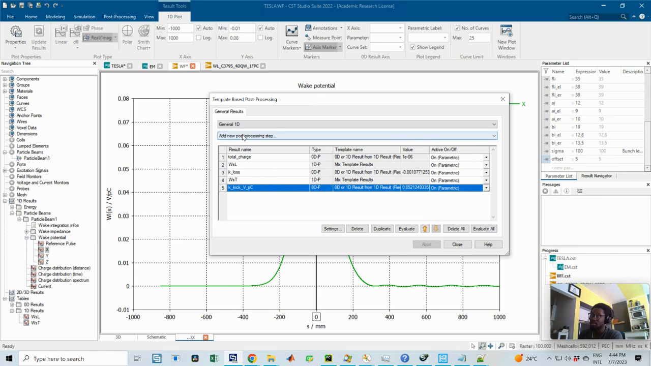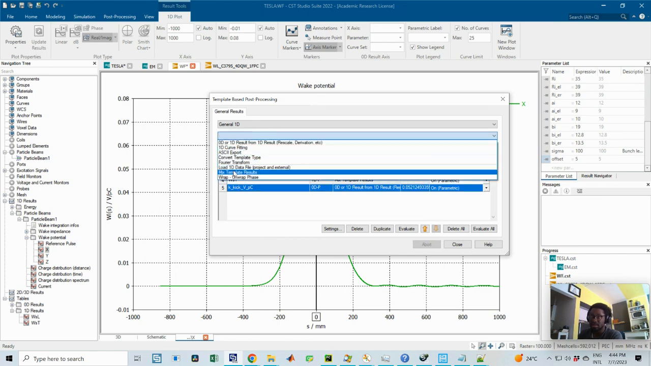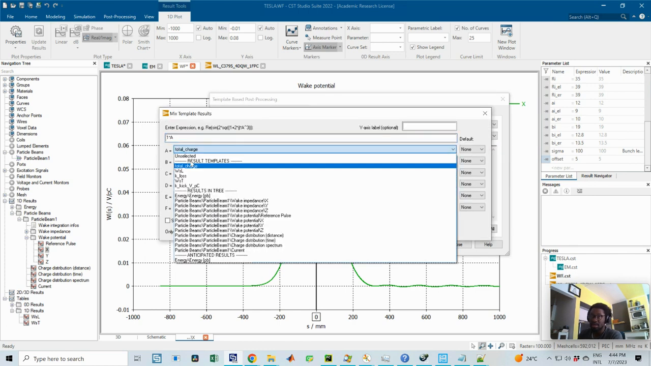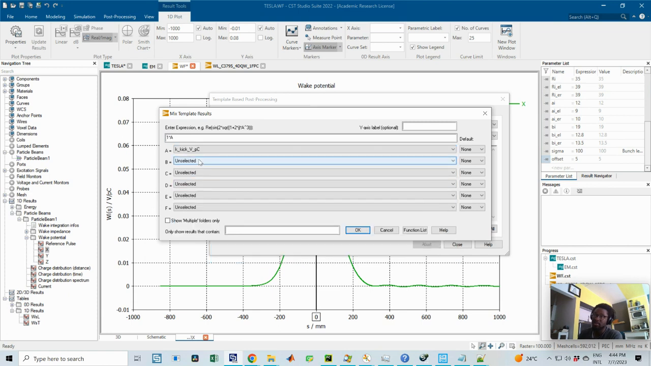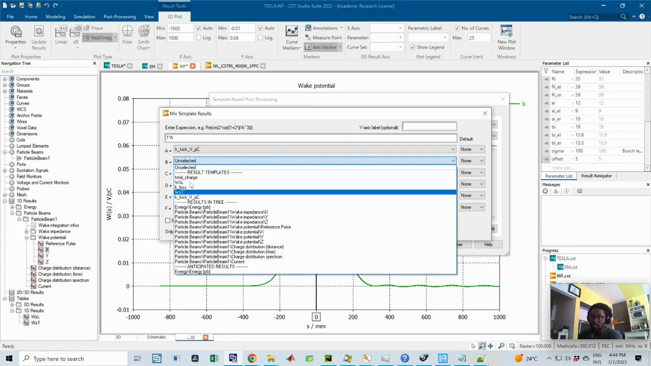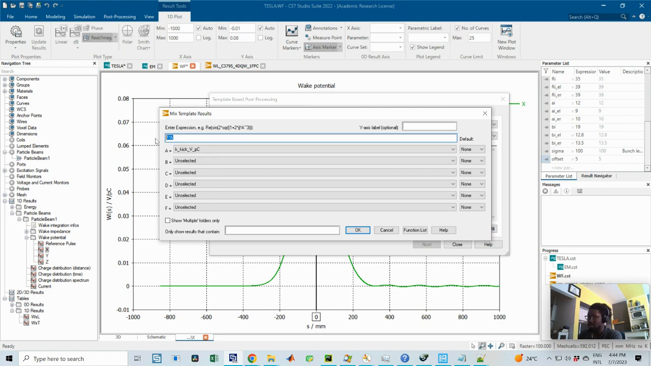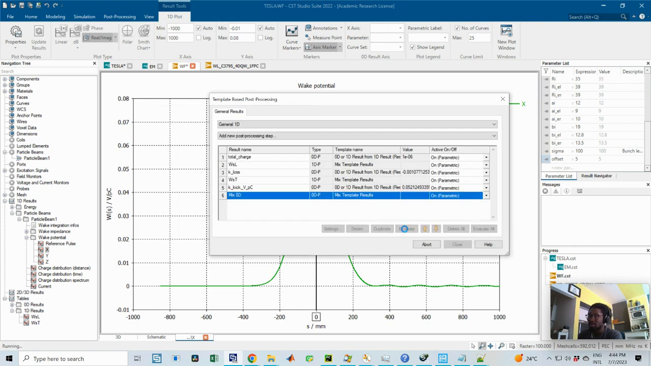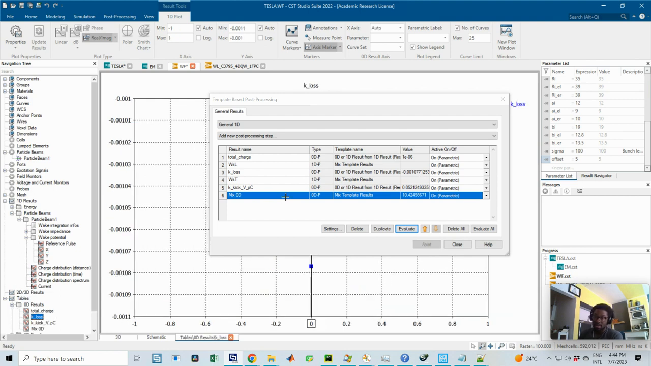So what I want to do is to mix a result, so I mix template results, and then I want the K loss in V per picocoulomb, then divided by the offset, and then since I want it in meters, I will multiply by 1e-3, and hopefully that works. Yes, so 10.42. You could also view the results in 0D. So this is the loss factor.